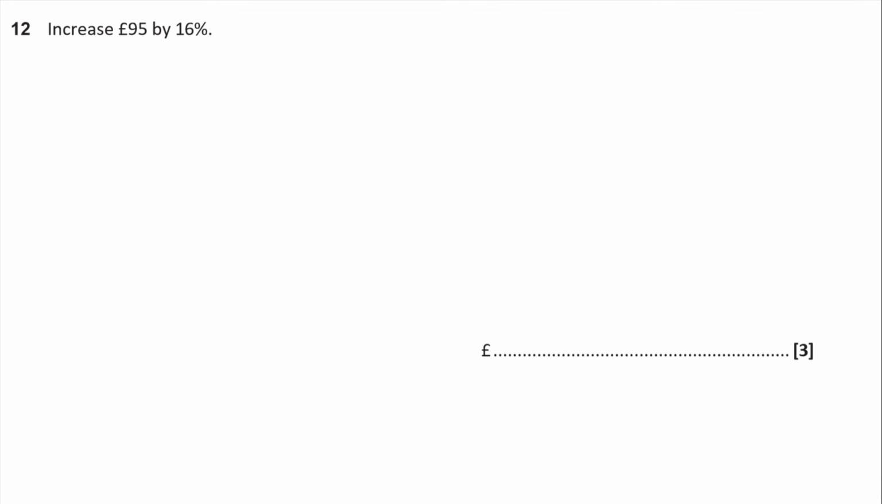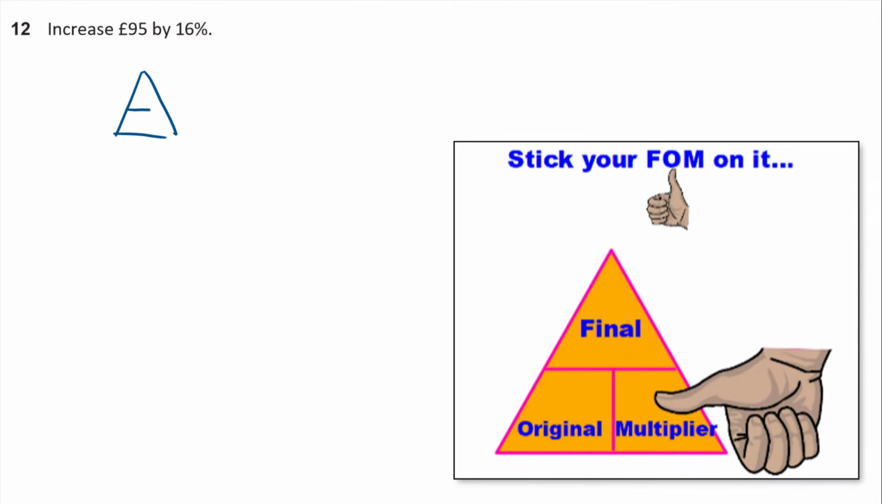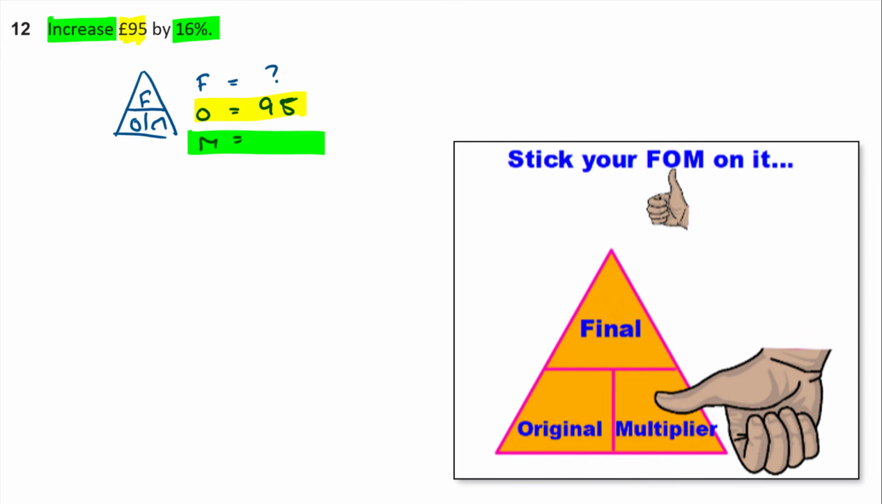Question 12, increase £95 by 16%. Okay, so again, I'm going to do it with my triangle, final, original, multiplier. Put your thumb on it. Now, final is still the price I'm trying to find. The original is the £95. Now the multiplier, now it's an increase. So we want an increase of 16%. So what's that as a multiplier? So 16% would be 0.16, but I want to increase by 16%. Now, with these sort of percentage increase questions, we always start with 100%. So if I'm adding on 16%, that's 116%, which as a decimal is 1.16. So that's actually the multiplier that we're going to be using, 1.16.